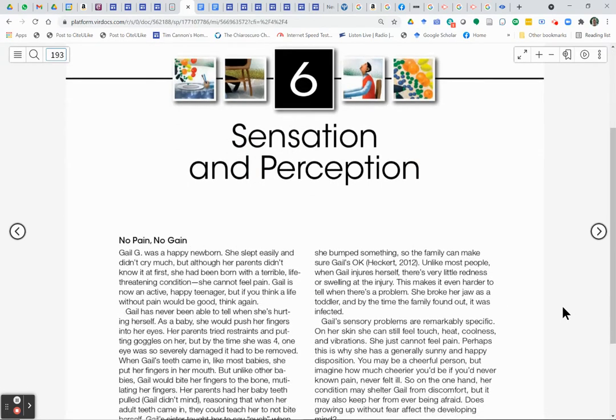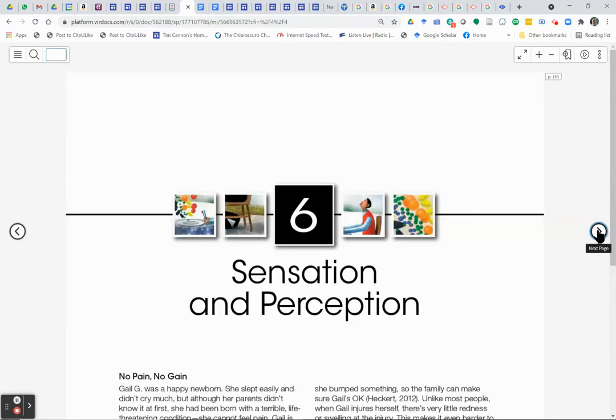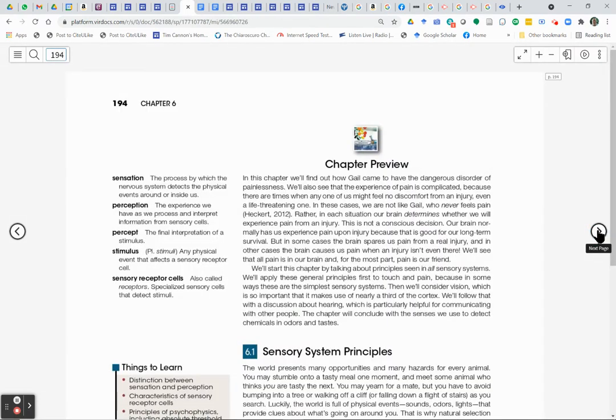And the opening vignette is relevant to me because historically I was a pain researcher and a very interesting condition that Gail has. And sometimes, pain is there to help you. It's there to tell you when you're doing things that are damaging to the body or your body's being damaged. And people who don't feel pain can get themselves in a lot of trouble.